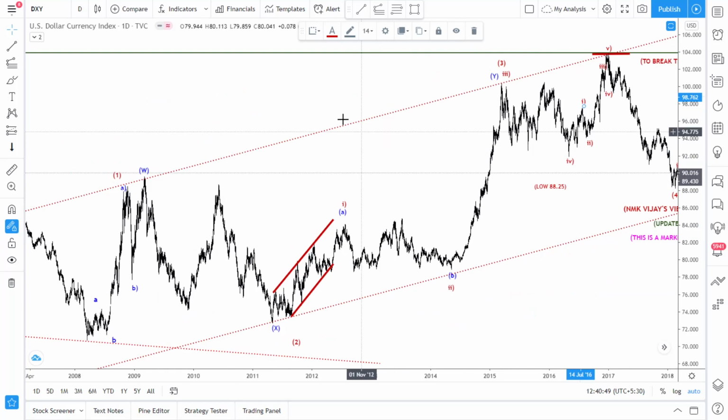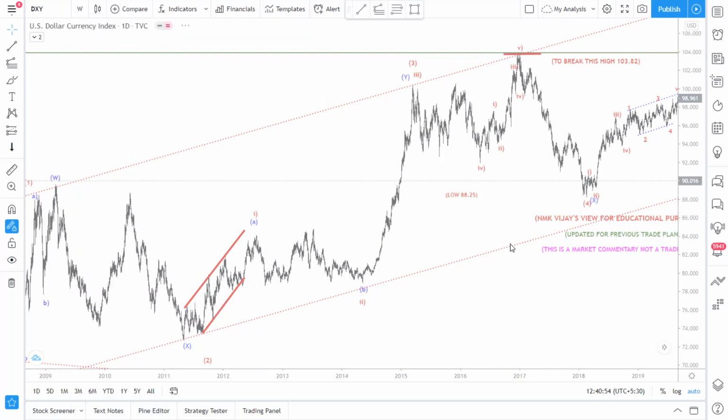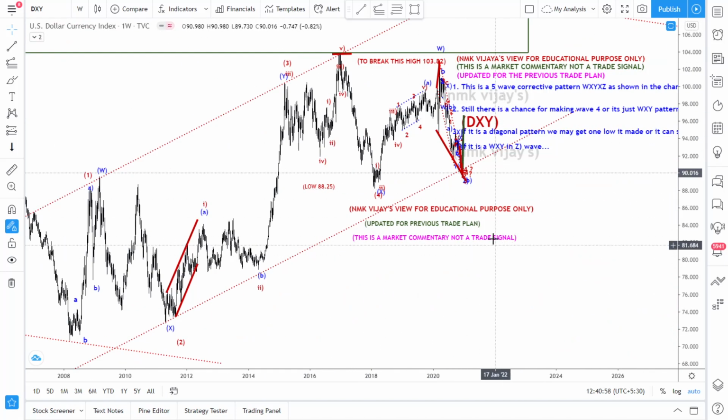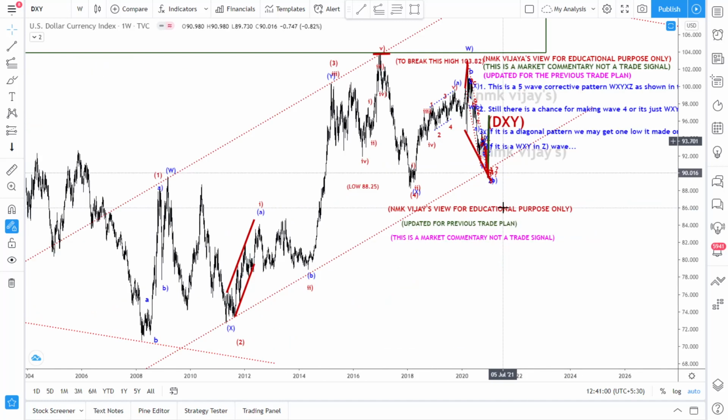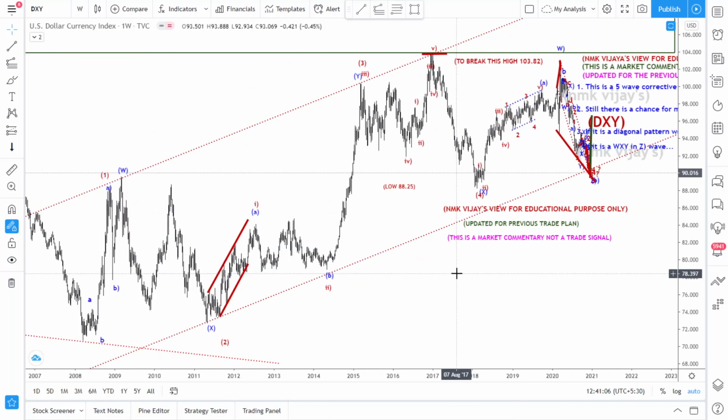There are two possibilities, but first of all my bias is that it is going to break 103.82. But in case this is a market, forex market, financial market, it can invalidate my wave count also. So every view of mine has an alternative view, but I will go with the most probable one and enter the trade as per my analysis.